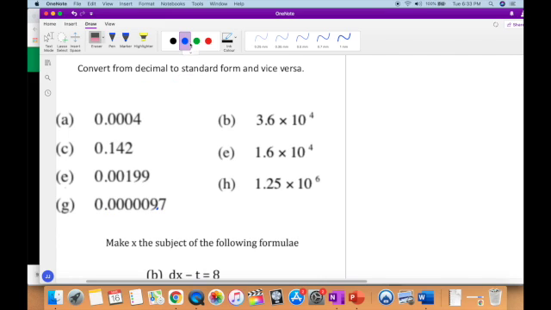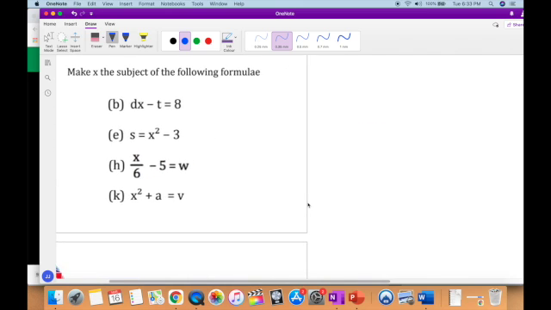6. When it comes to these questions over here, you just move the point in the positive direction, so positive direction, 1, 2, 3, 4. So that's 36,000. So this is 1, 2, 3, 4, 16,000. And then this is 1, 2, 3, 4, 5, 6. So that is 1,250,000.